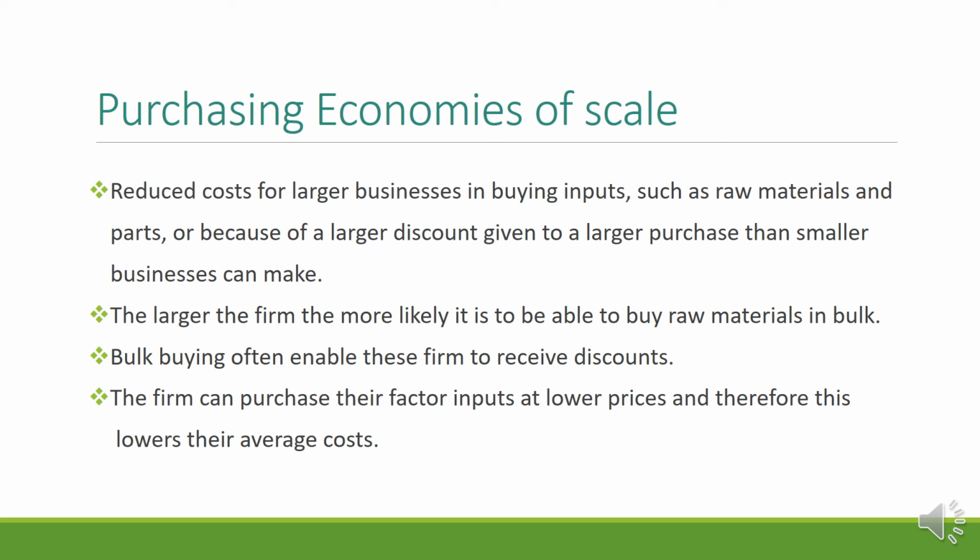In the same way, the larger firms are more likely to be able to buy raw materials in bulk. Bulk buying often enables these firms to receive discounts. So the firms can purchase their factor inputs at a lower price, and therefore this lowers their average cost. Understood? When you are purchasing in bulk, what will happen? Their purchasing cost will be lower because of the large discount they are receiving. Due to that, their average cost will fall. The long run average cost curve will fall. That is called what? Economies of scale. It happened because of the purchasing, so we call it purchasing economies of scale.